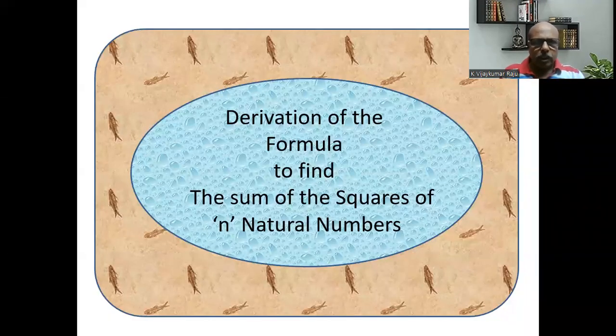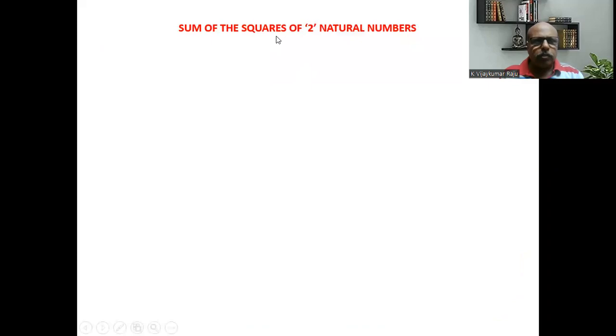Hi, in this video, I'm going to derive the formula to find the sum of the squares of n natural numbers. So let's start. Sum of the squares of two natural numbers. Let's take first only two natural numbers and see how to find the squares of two natural numbers.